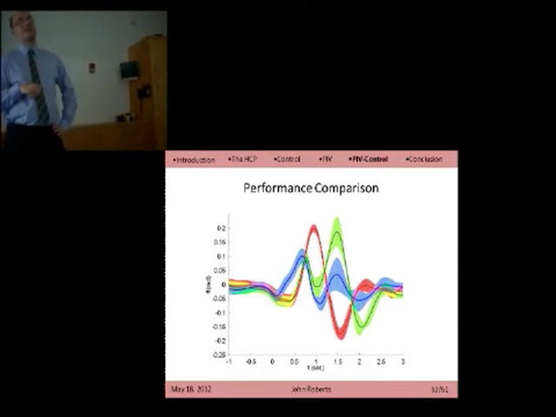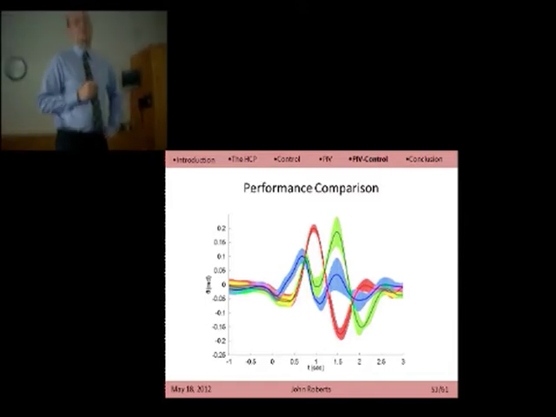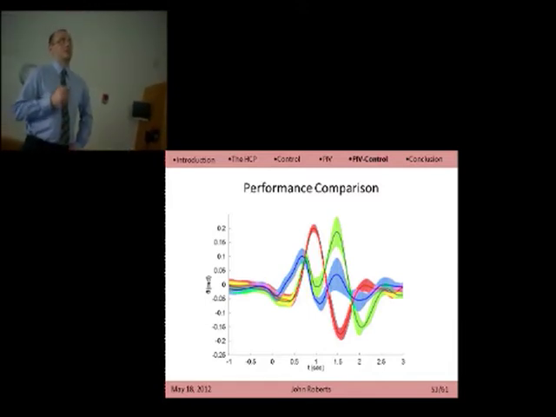Here's the same kind of plot. This is plus or minus 1 standard deviation. So it just shows that even taking into account the variance of the system, you have a much improved performance using PIV than you do with LQR.